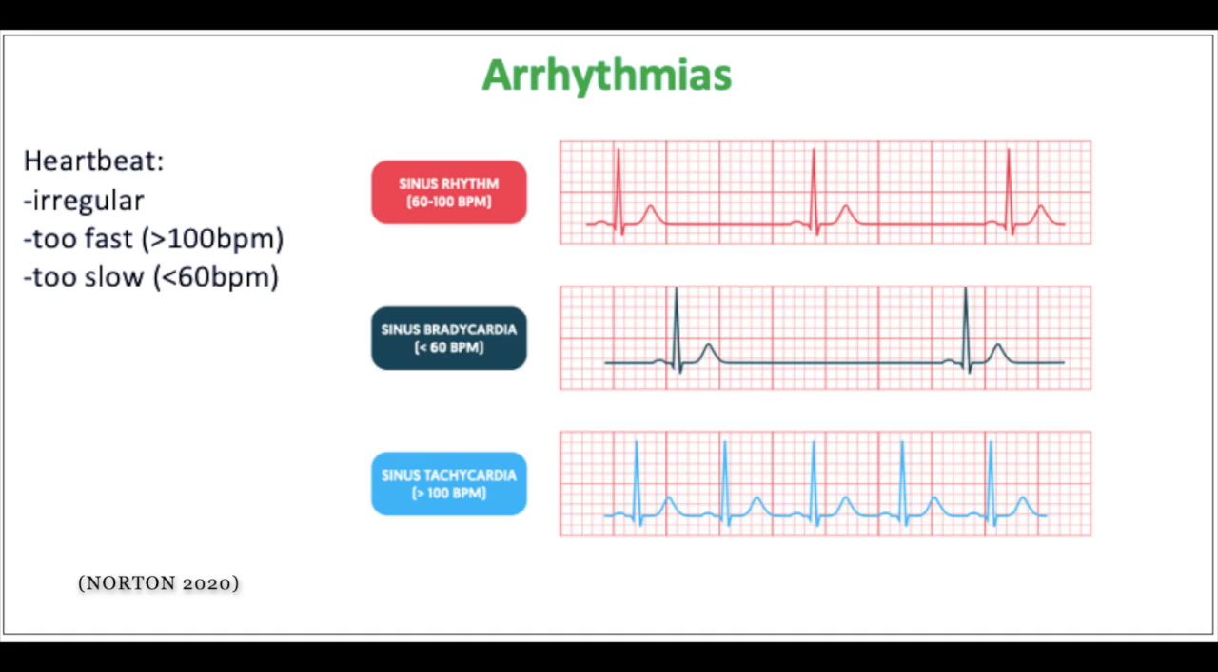As we have learned, a normal heart rate is between 60 to 100 beats per minute. Sinus bradycardia is where the heartbeat is too slow, at less than 60 beats per minute. As you can see, the space between QRS complexes is much larger than normal. In sinus tachycardia, the heartbeat is too fast, at more than 100 beats per minute. The space between QRS complexes is much smaller than normal.